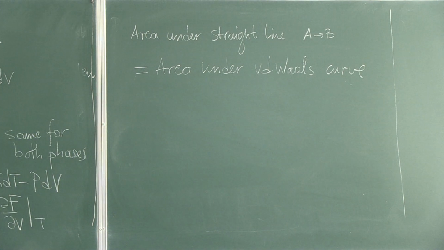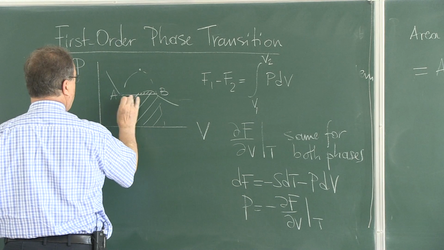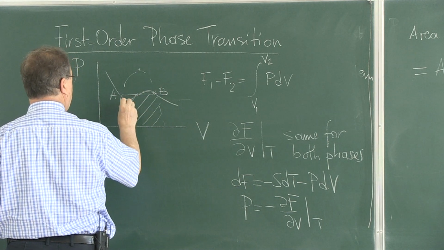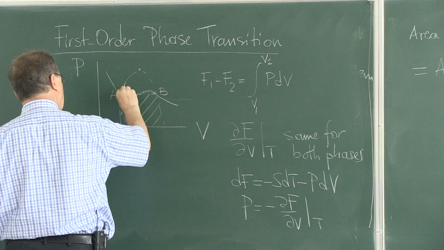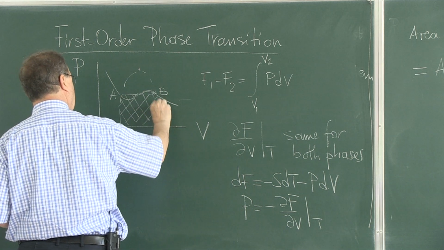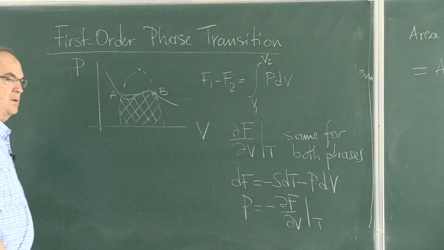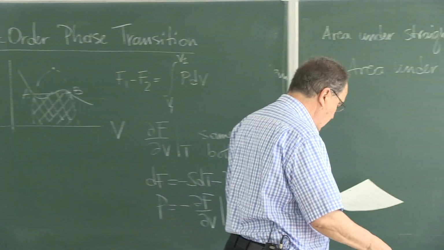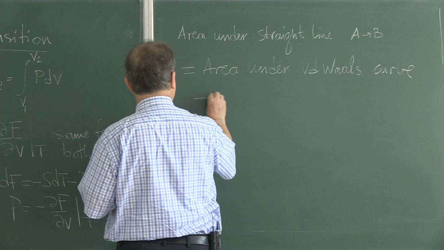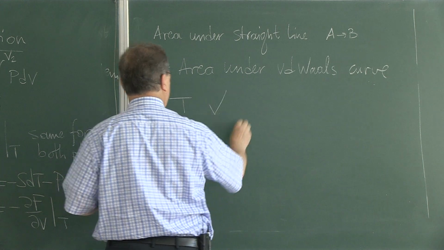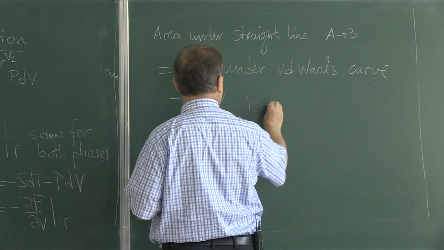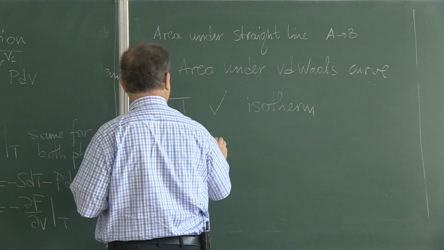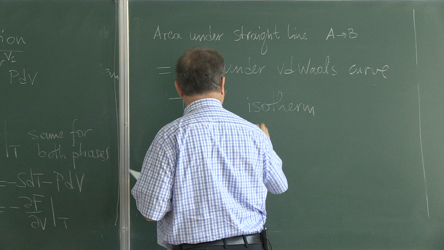Joining A and B. That means you are considering this curve, okay? So you are calculating the area under this curve, joining A and B. Make them equal means T is equal because you are looking at an isotherm. Pressures now are equalized, Maxwell construction.